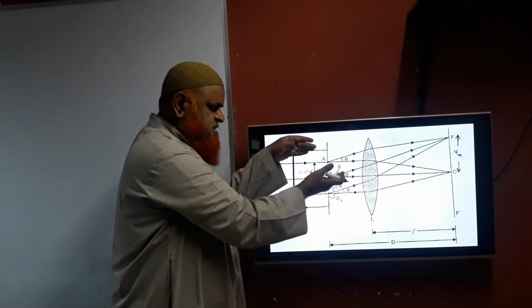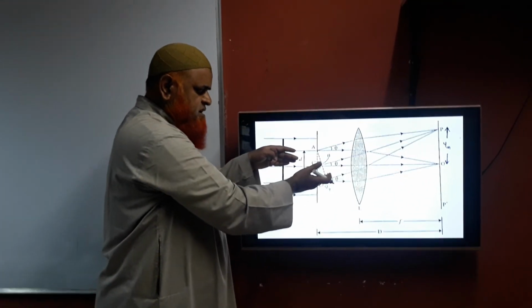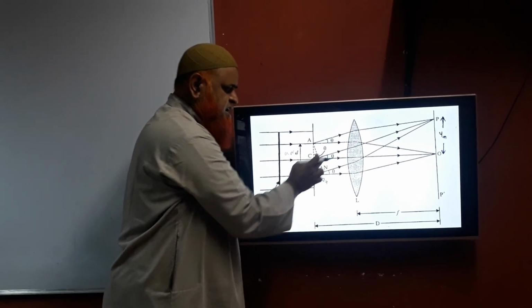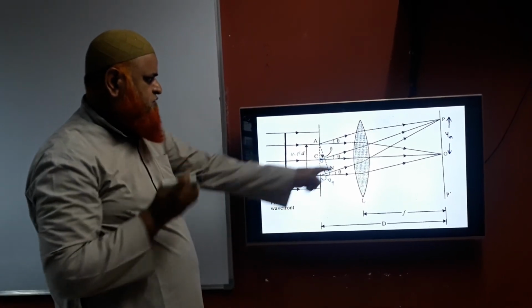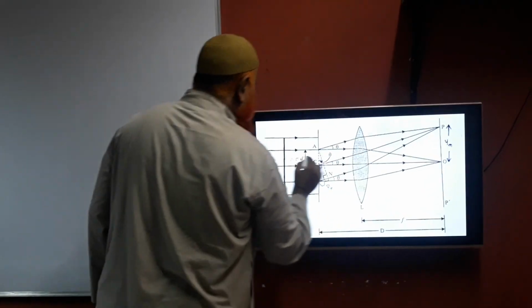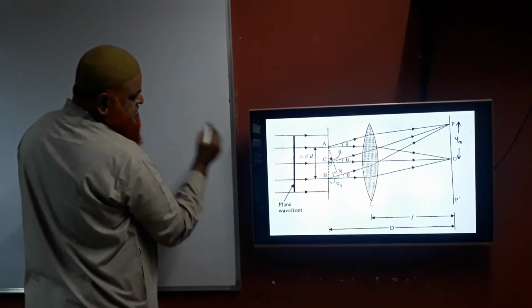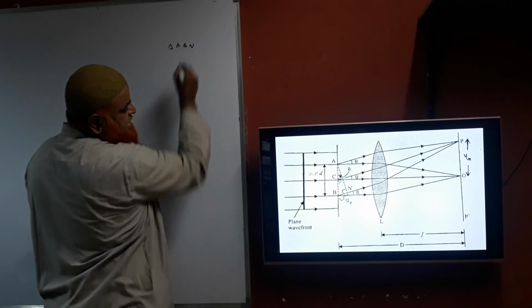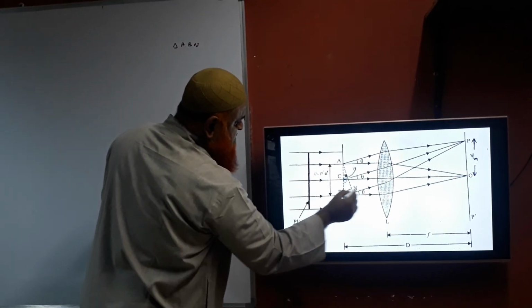How much it is tilted? The same angle is going to be taking place here. This angle and this angle are also going to be the same here. So if you observe this pattern, now consider this triangle A, B and N.